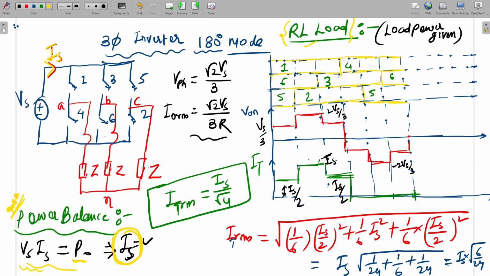After that, I am going to plot the switch current. So see here what will happen. Why am I getting here Is by 2? Can anyone tell?